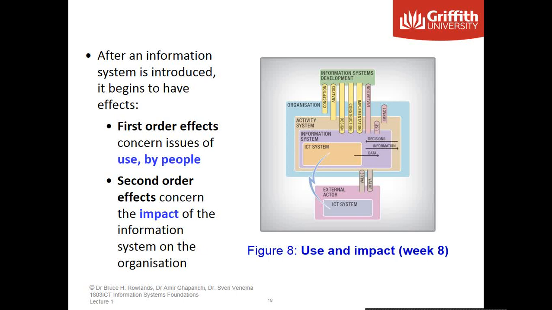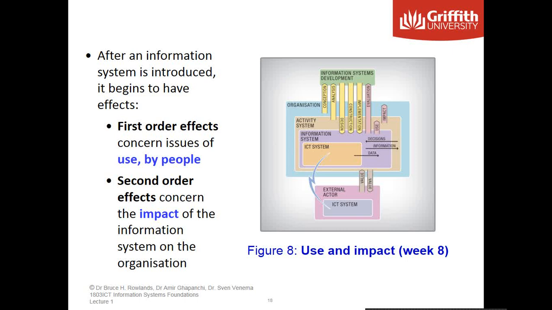And so this one is showing you the little pink arrows at the top there. There are some different levels of effects. The first order effects are the ones that are issues of use, so they concern people. And the second order effects concern the impact of the information system on the organization as a whole.